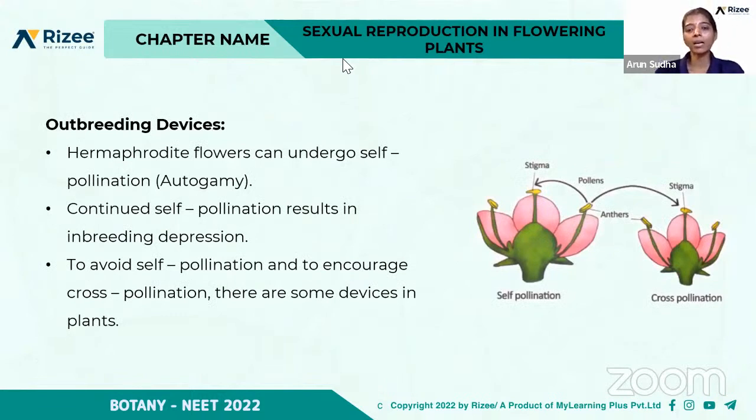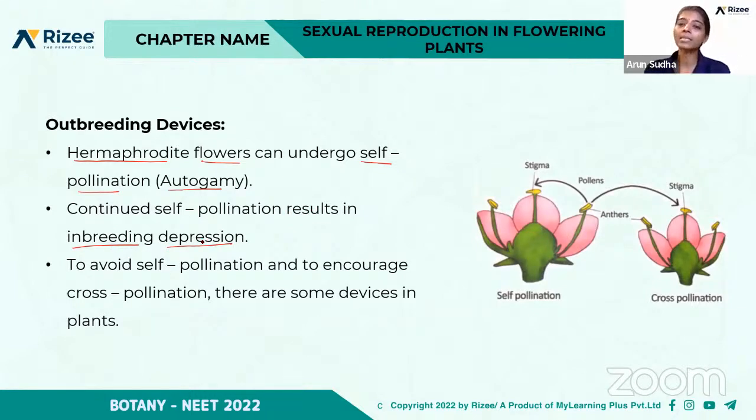So next is outbreeding devices. What do we mean by outbreeding devices? Some flowers are hermaphrodite. Hermaphrodite means bisexual, so they have both the male and the female reproductive structures. So they can undergo self-pollination or autogamy. If autogamy is continuously happening, what do we see? It leads to inbreeding depression, that is, a reduction in the fertility rate. So continuous self-pollination results in inbreeding depression.